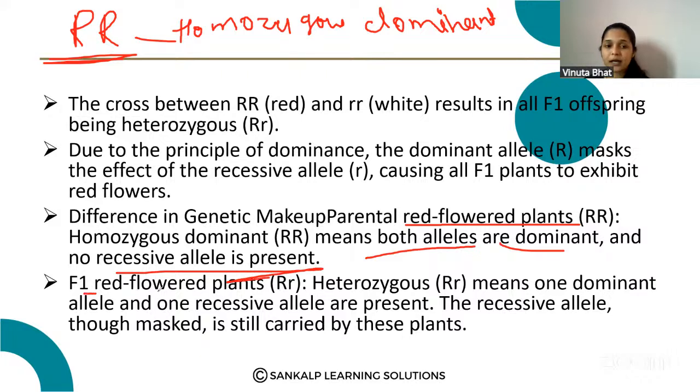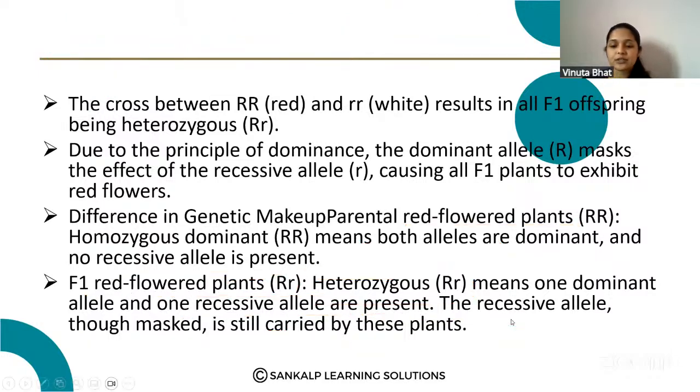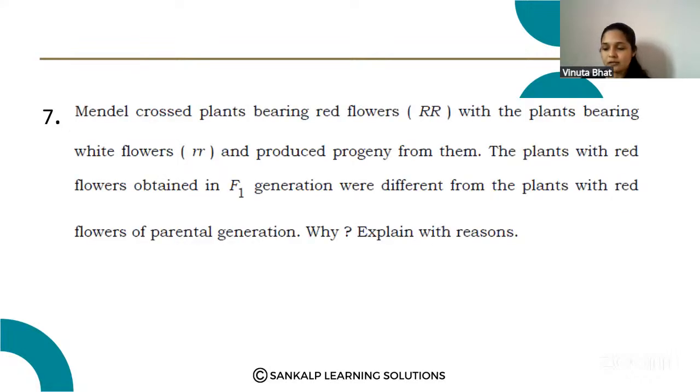But the F1 plants are also red color flowering plants, but their genotype is heterozygous, that is capital R, small r. This means one dominant allele and one recessive allele are present. The recessive allele, though masked, is still carried by the parents. So the recessive allele is not expressed, but it is carried to the next generation. Okay, please note down this question.